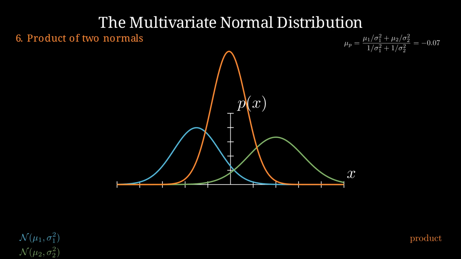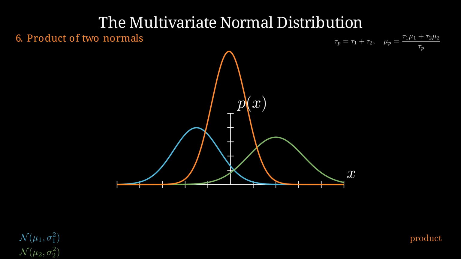The blue and green curves are the two factors. The orange curve is the renormalized product. Its mean is a precision-weighted average of mu1 and mu2, and its variance is smaller than either factor alone. Combining information tightens belief. You see this in one-dimensional Kalman updates, ridge regression penalties, and every closed-form Gaussian Bayes filter.